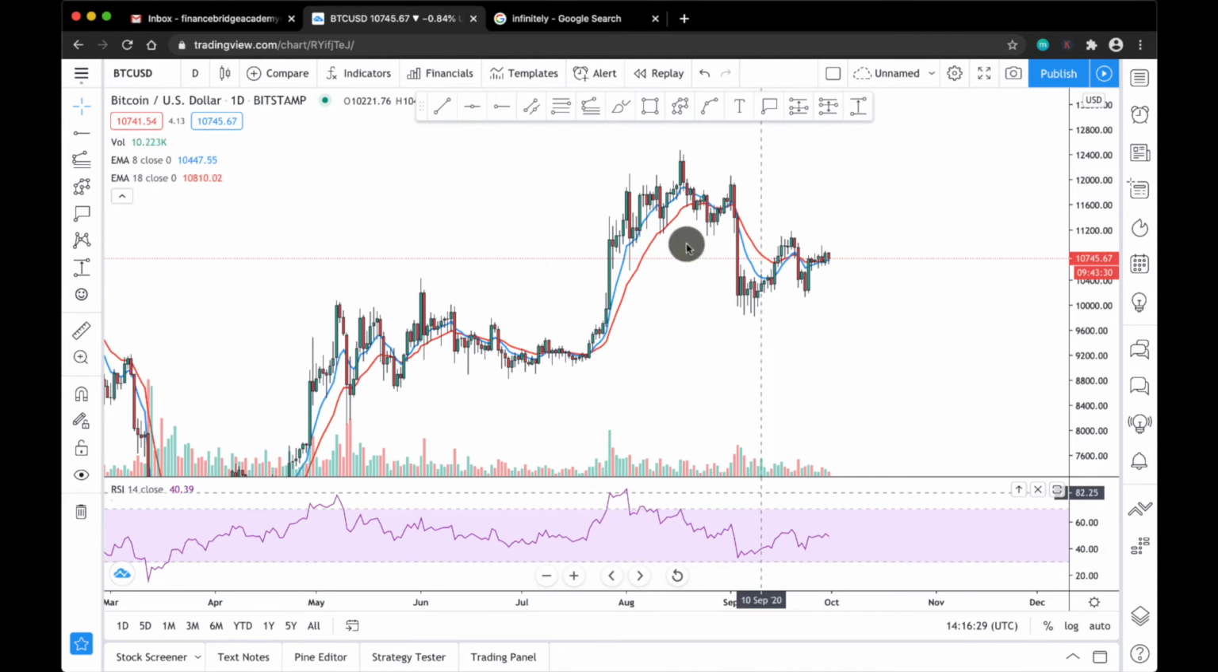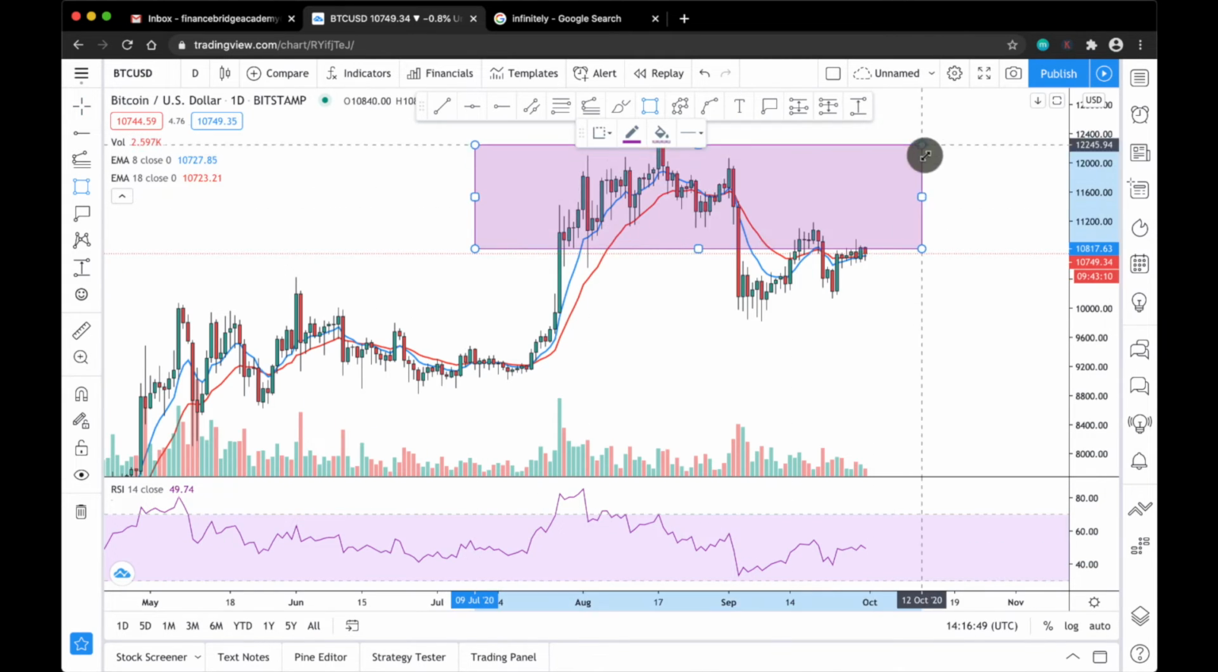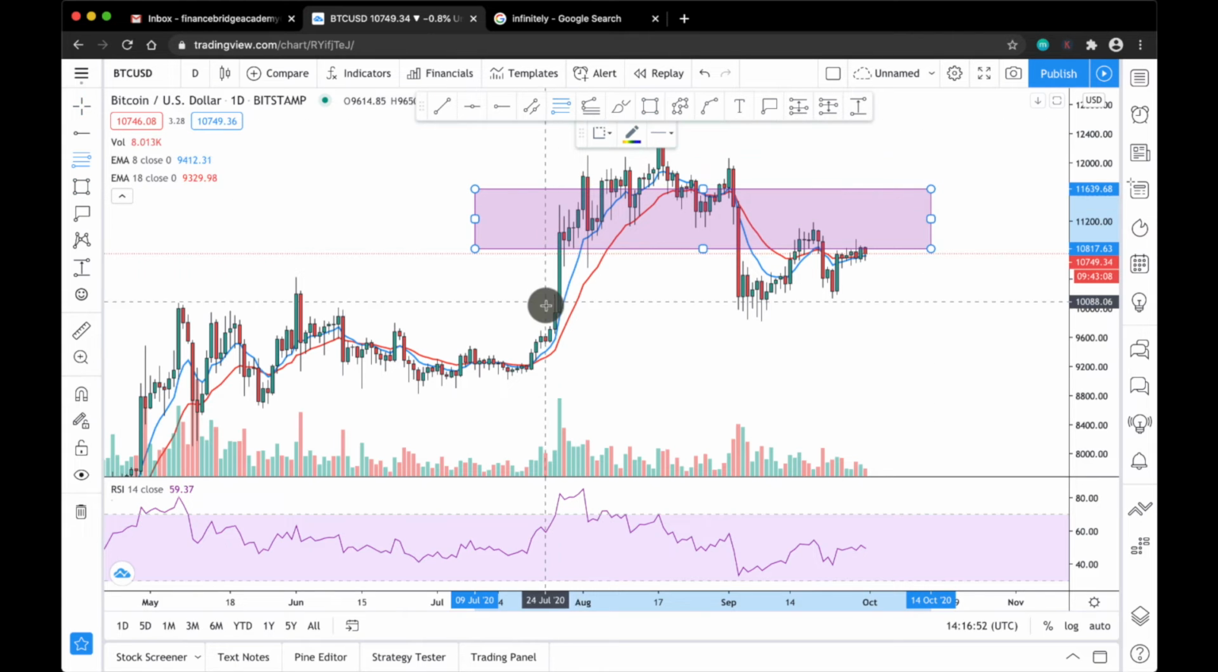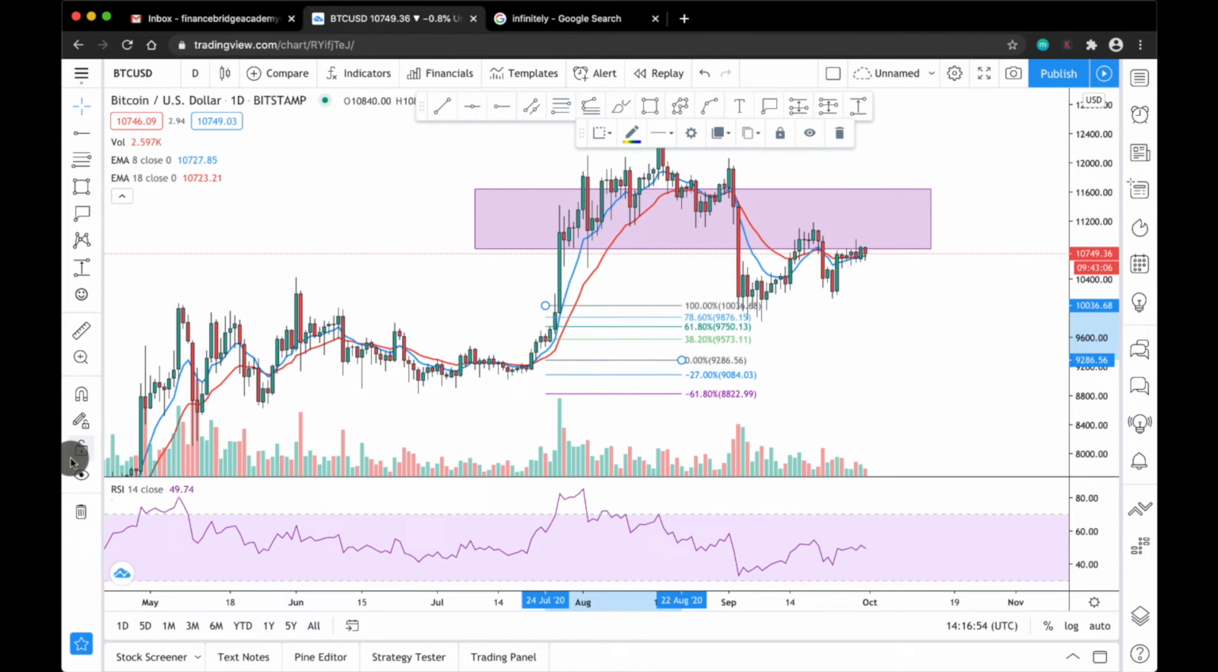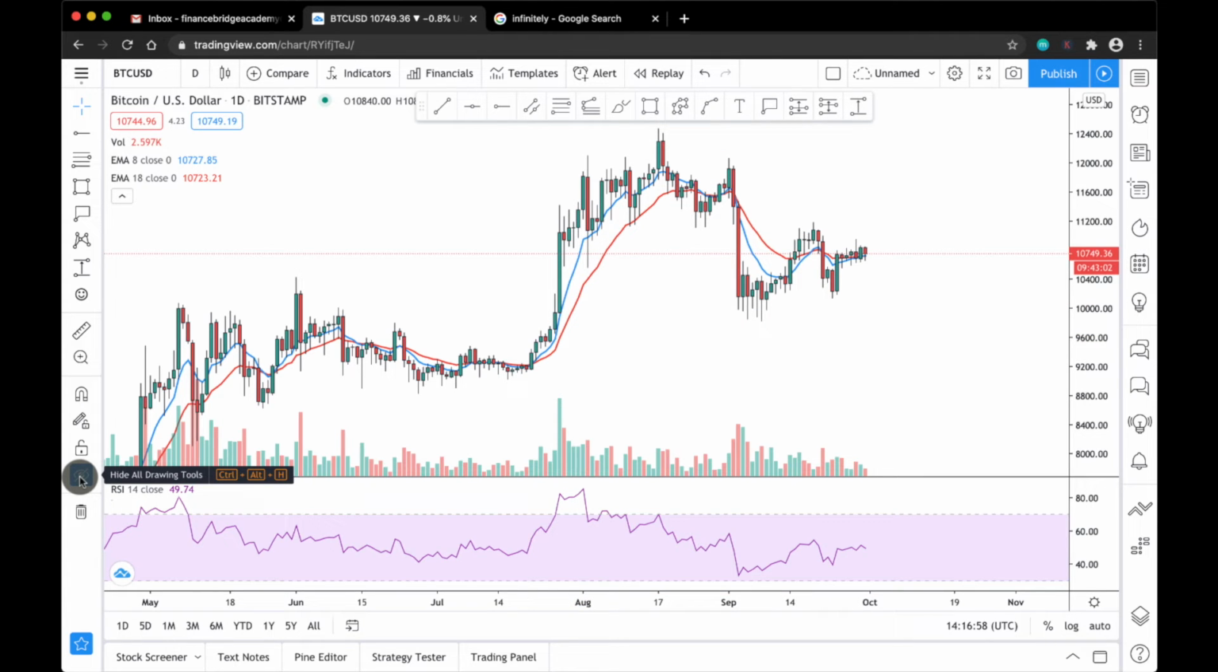Do you understand? Let's say you've drawn so many things on your chart, and you want to hide everything. You can easily click on hide all drawing tools and then it will hide it for you apart from the indicators. Do you understand?